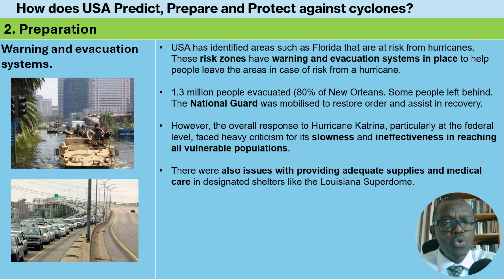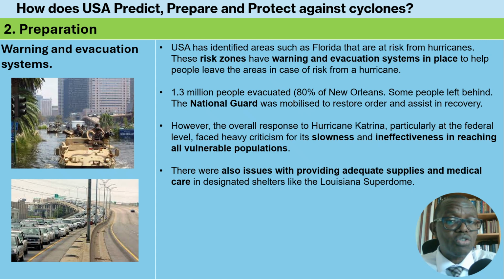So how does the USA prepare for hurricanes then? So we have talked about prediction. So predict, prepare, and protect. So preparation. Now they have warning and evacuation systems. And the USA has identified areas such as Florida that are at risk from hurricanes. Now, I'd like to mention something here. So identification of areas where you're likely to get hurricanes is very important. And how do we do that? Using the cyclone track map.